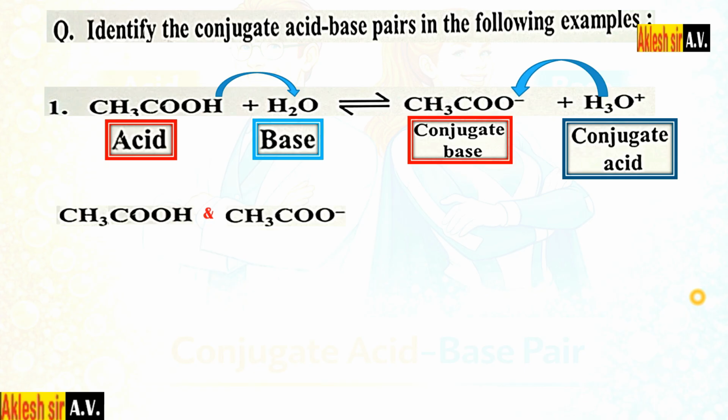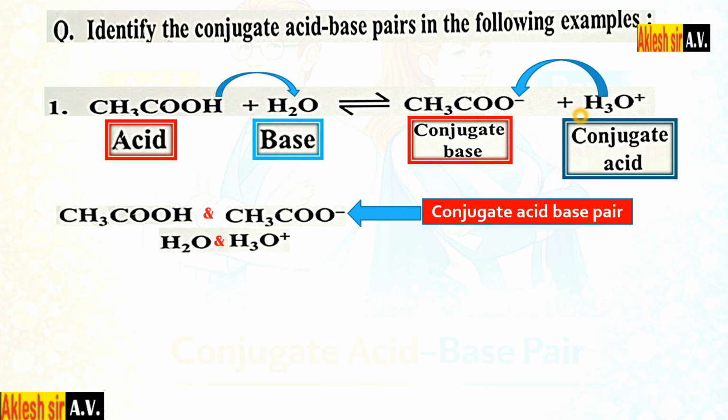And one more example, H2O and H3O plus. There is also one proton difference. Therefore, H2O and H3O plus is also a conjugate acid base pair. So both are acting like a conjugate acid base pair.